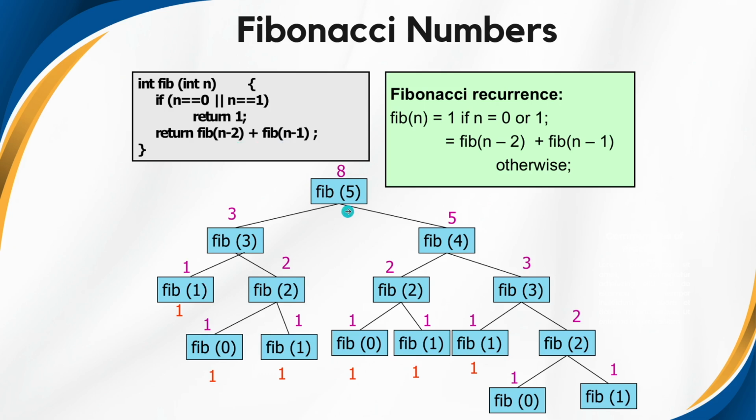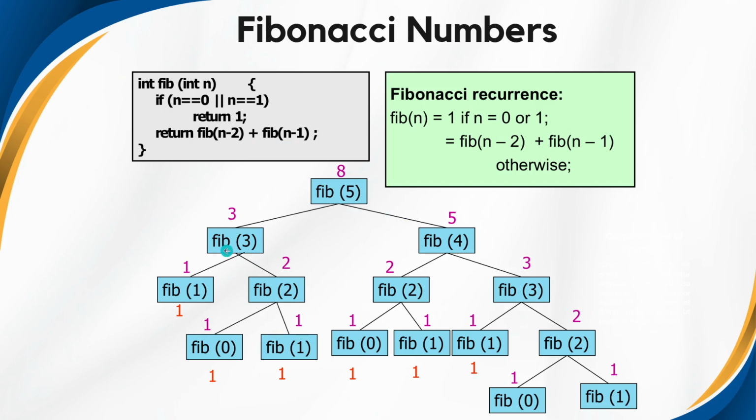Now, let us consider that we invoke this function with fib of 5. Initially, we check whether our n is 0 or 1. It is not the case. So, we have to return fib of n minus 2 plus fib of n minus 1. In our case, n minus 2 is 5 minus 2, which is fib of 3, and n minus 1 is 5 minus 1, which is fib of 4.